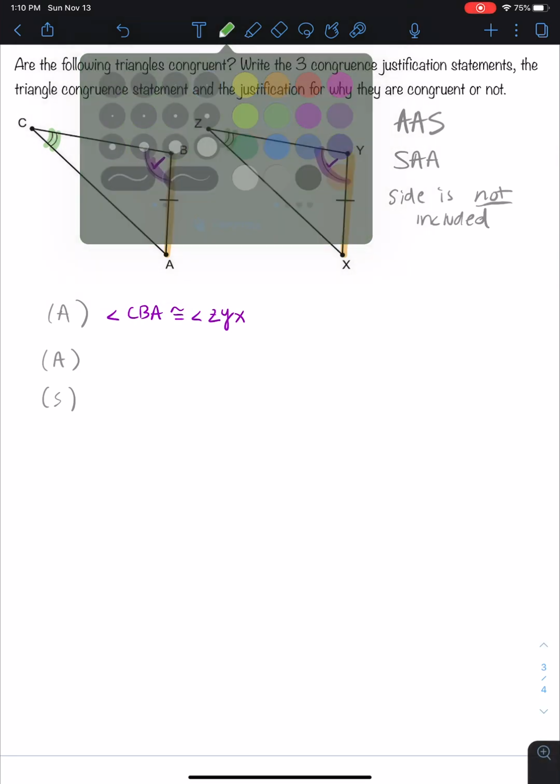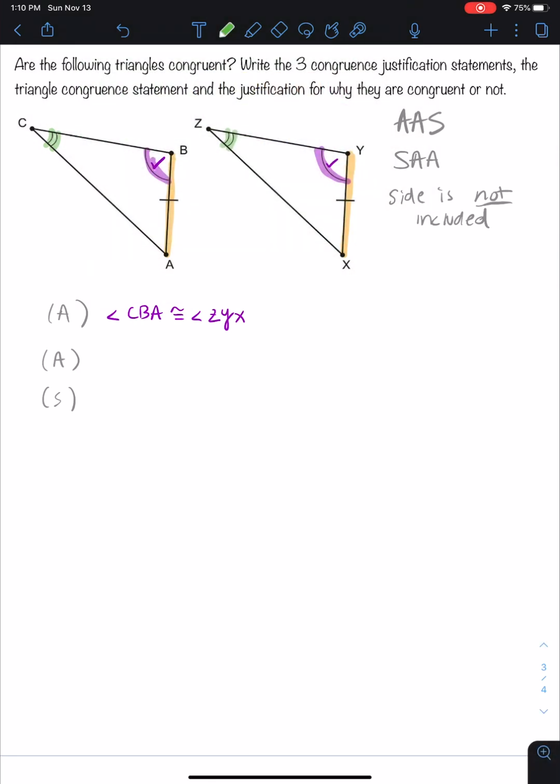Now we want to talk about our angles that have 2 tick marks. So angle C in the middle. So angle BCA is congruent to angle Z. We want Z, the vertex, in the middle when we name it. So angle YZX.